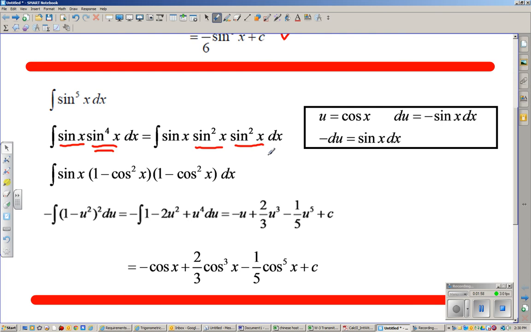But sine to the fourth can be expressed as sine squared times sine squared. Now recall the identity sine squared x plus cosine squared x equals 1. Well, sine squared x therefore must be the same thing as 1 minus cosine squared x. So in this next step, that's what I've done. I've taken the sine squared out and replaced it with 1 minus cosine squared.